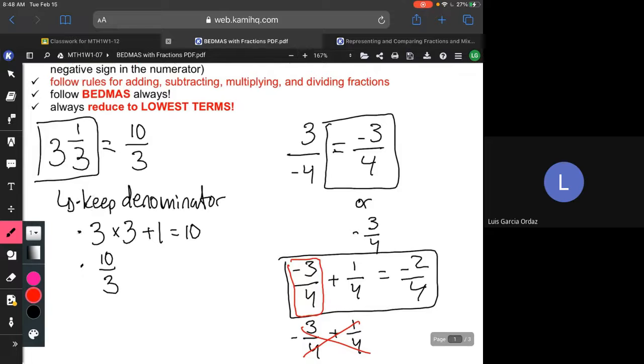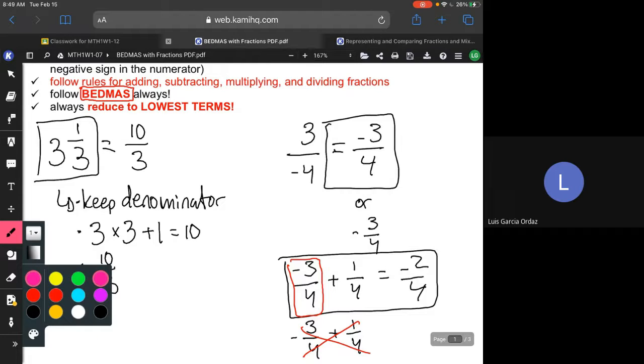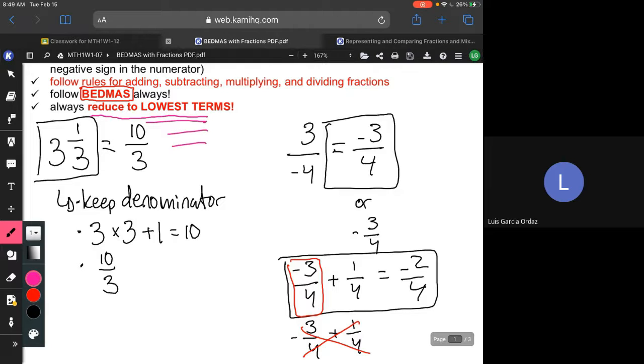Okay? And then we're going to follow the rules for adding, subtracting, multiplying, and dividing fractions, which you guys know. And then we're always going to follow BEDMAS. And then the most important part here is to reduce to lowest terms. Okay? Negative 2 over 4, what does that reduce into? Lauren? This is the same thing as saying negative 1 over 2, because I divide both numbers by 2. And the bulk of your quiz will probably be questions like this with BEDMAS.